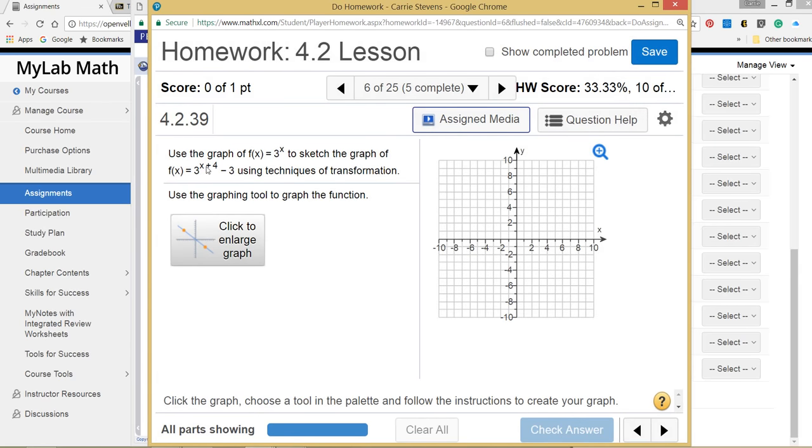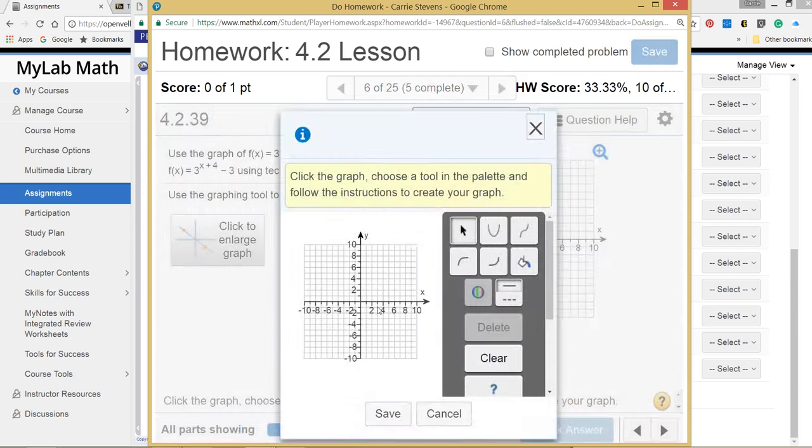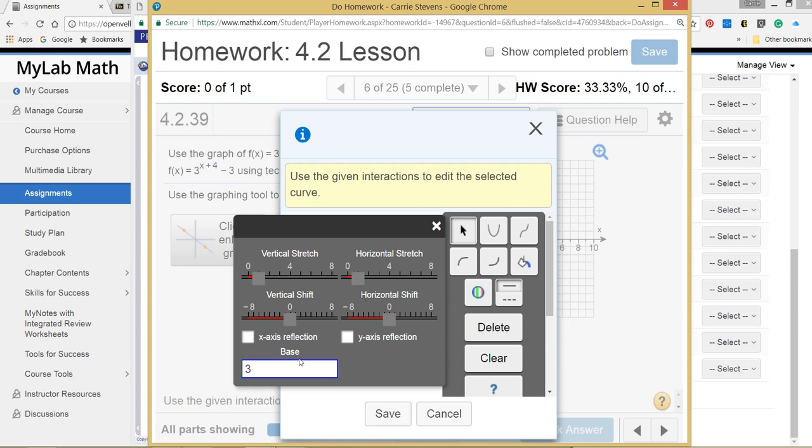Okay, again, we have a horizontal shift to the left by 4 units and vertically down 3. Okay, left 4, down 3.